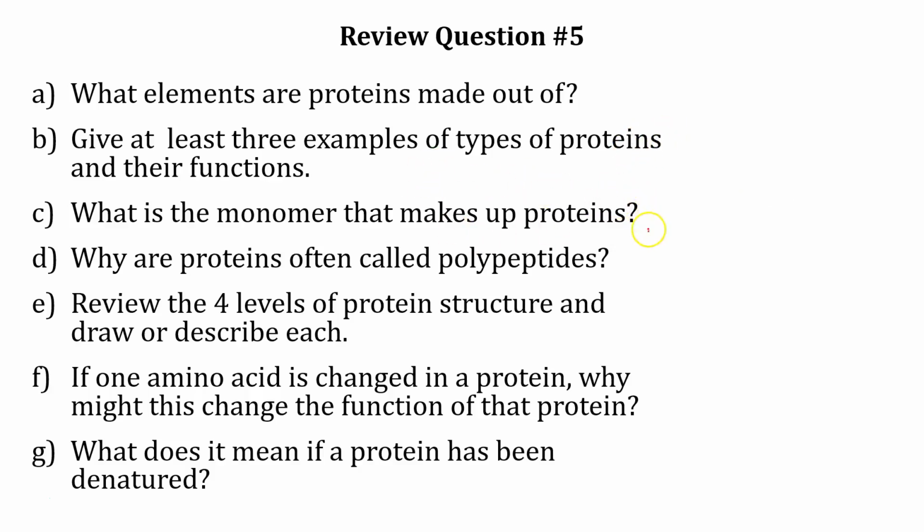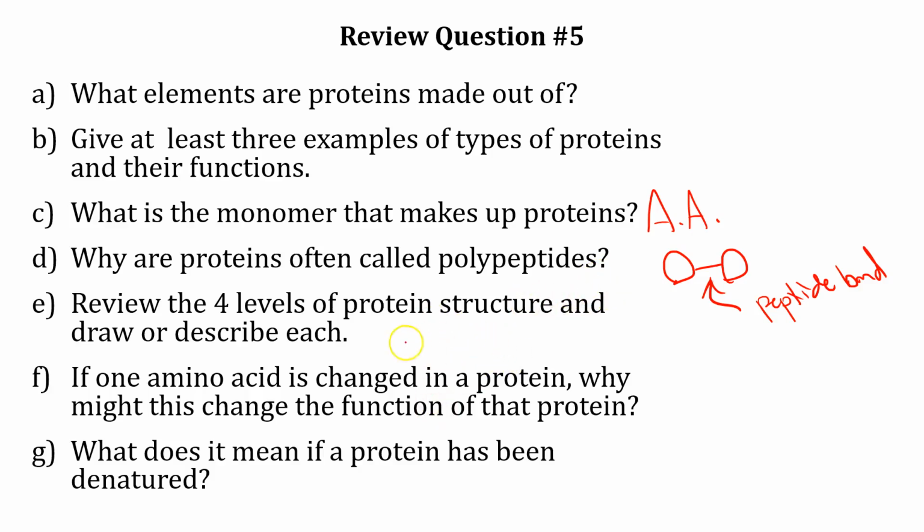The monomer that makes up proteins is an amino acid. Proteins are often called polypeptides because in between one amino acid and another, there's a special bond called a peptide bond. And when you have a bunch of peptide bonds together, you can call it a polypeptide.